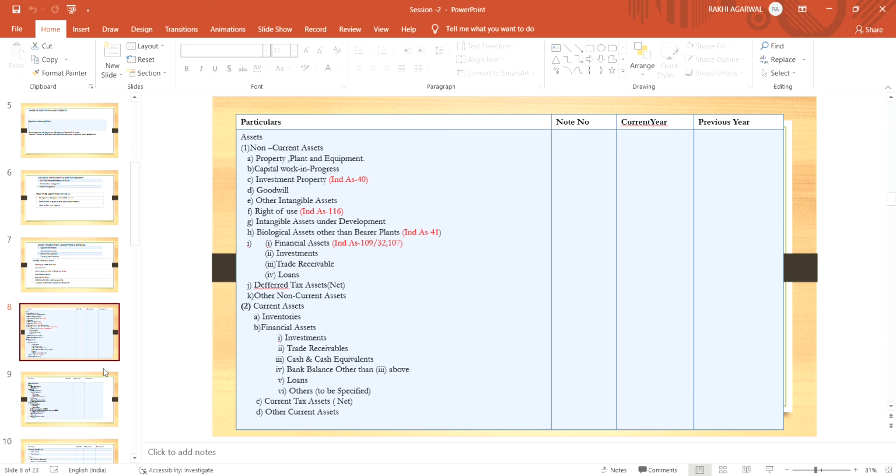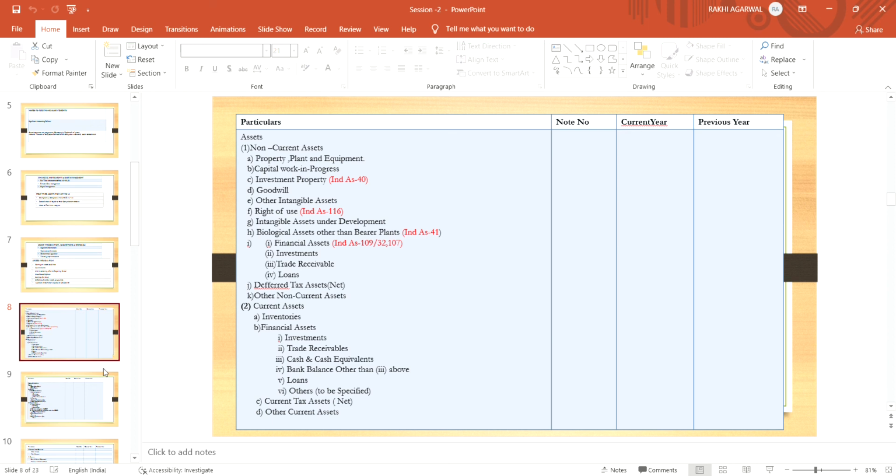In assets, we will divide the assets into two parts, that is non-current assets and current assets. In non-current, we will disclose property, plant, equipment, capital WIP, investment property, which we will learn in detail under Ind AS 40. Then we will disclose goodwill, other intangible assets, right of use, which we will discuss in detail under Ind AS 116. Then intangible assets under development, biological assets other than bearer plant, which we will discuss in detail under Ind AS 41.